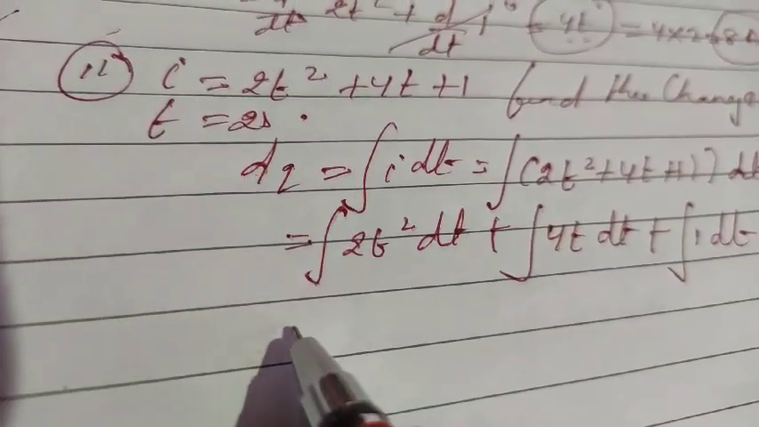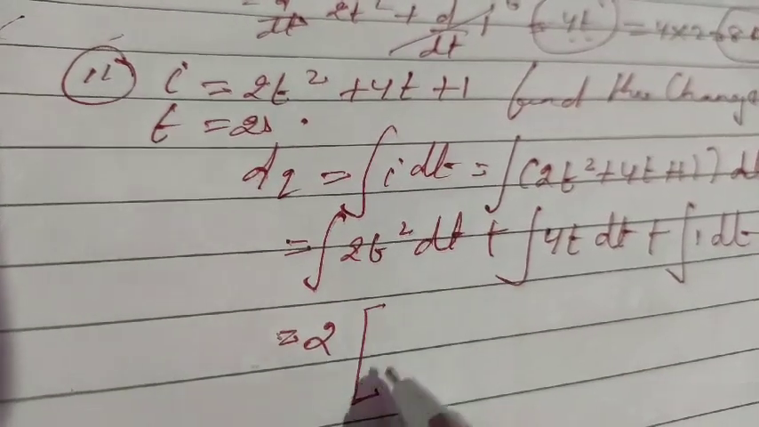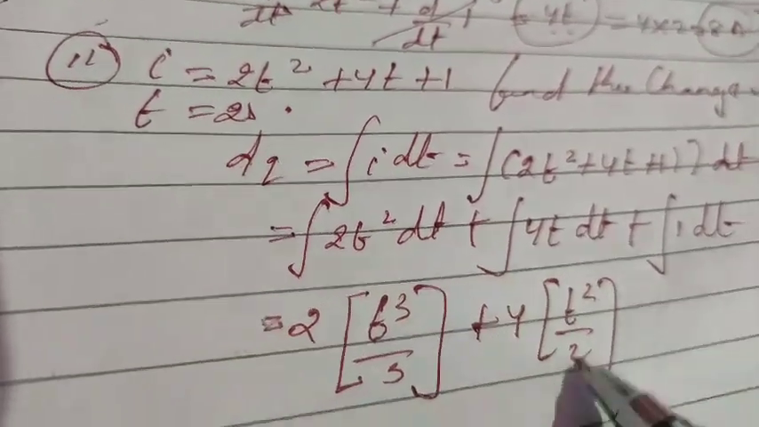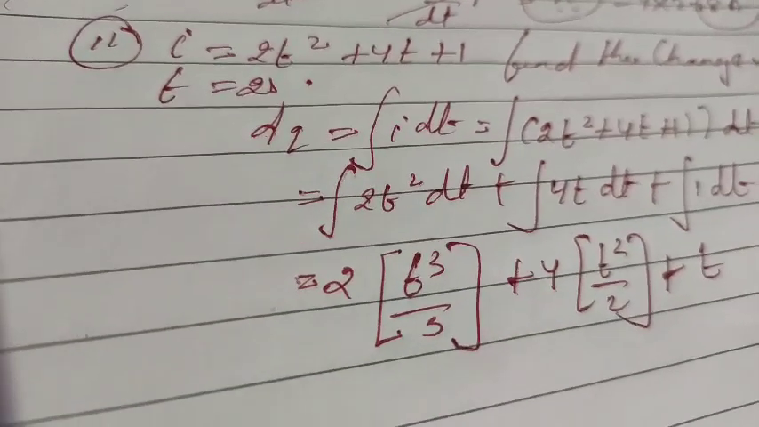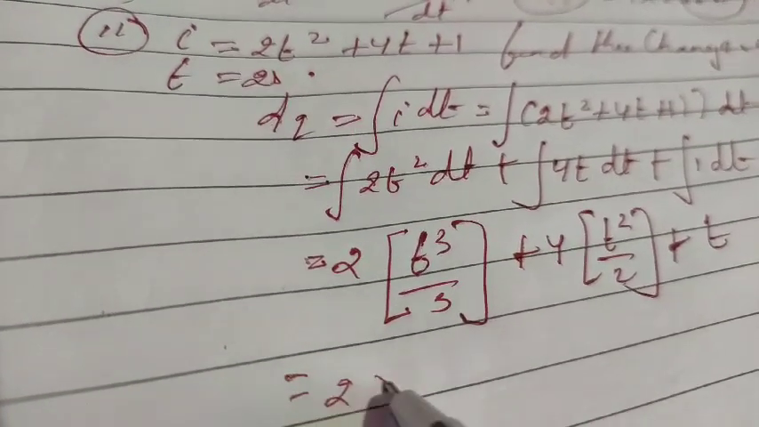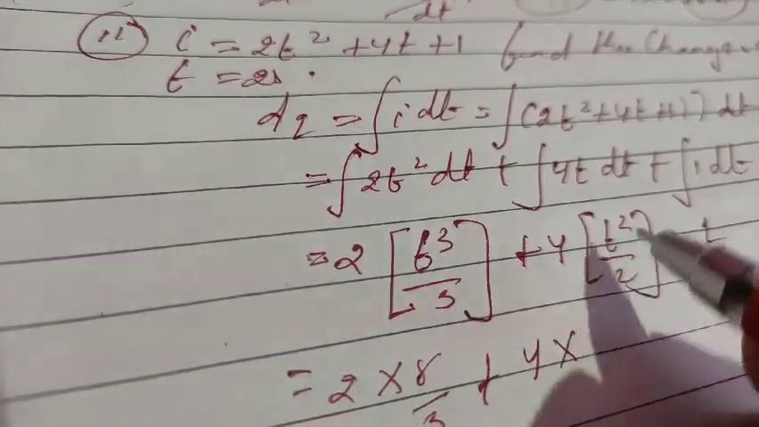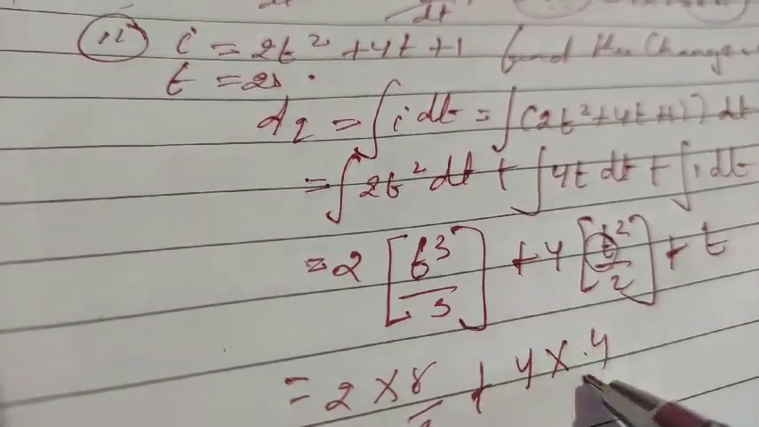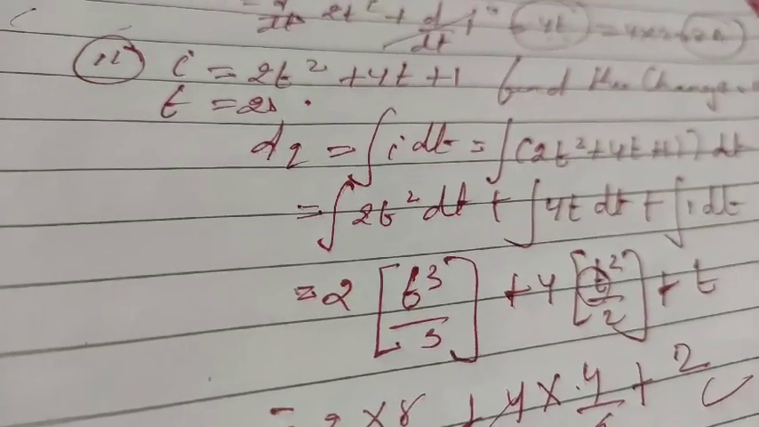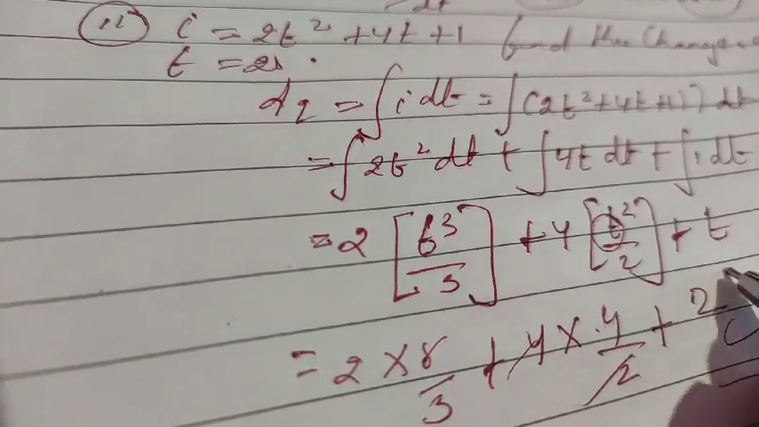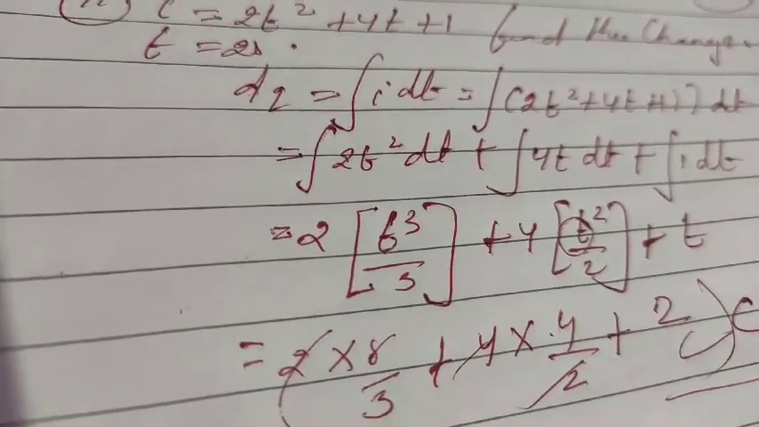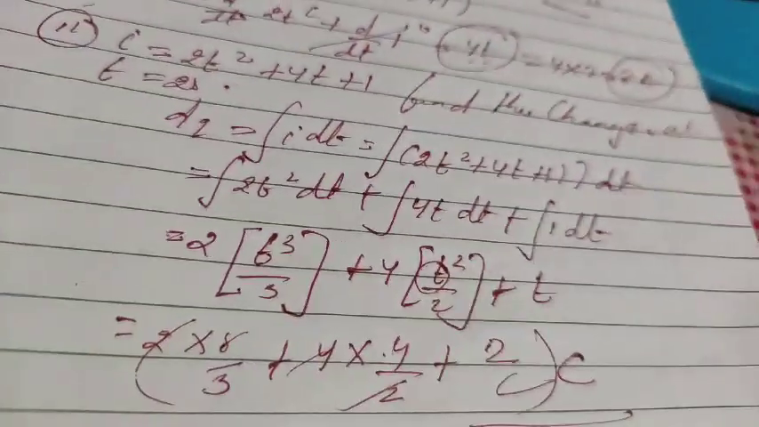Okay? And you all know the integration. Remove the constant term: 2t cube by 3 plus, removing 4, 4t square by 2 plus integration of dt, which is t. Now what do you do? You put the value 2 in place of t, students. What will you get? 2 into 8 by 3 plus 4 into 4 by 2 plus 2. Cancel out and you will get one value of charge. But don't forget to write the SI unit. So whatever the answer comes, you will write it in coulomb. Clear to you? So this is the basic concept about current and how you will get the value of current or charge.